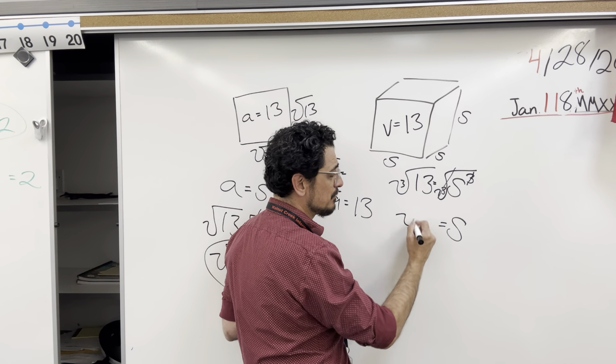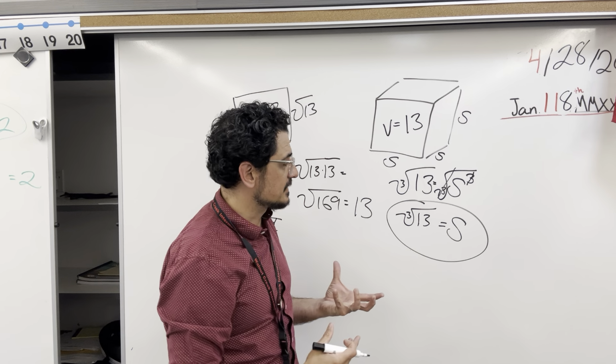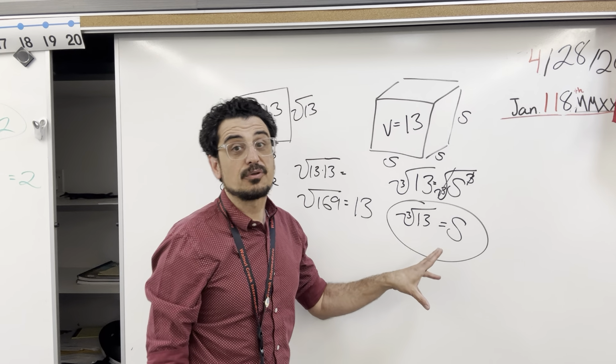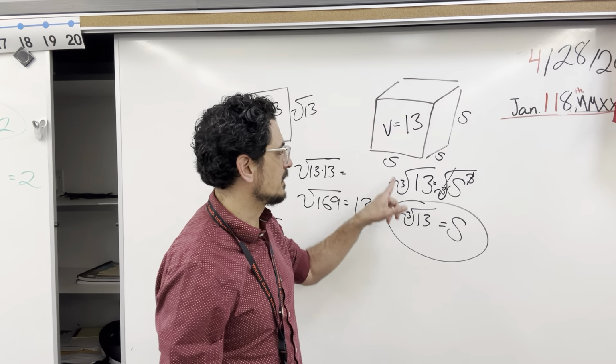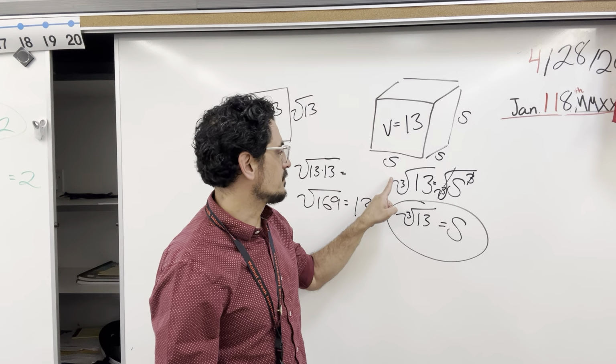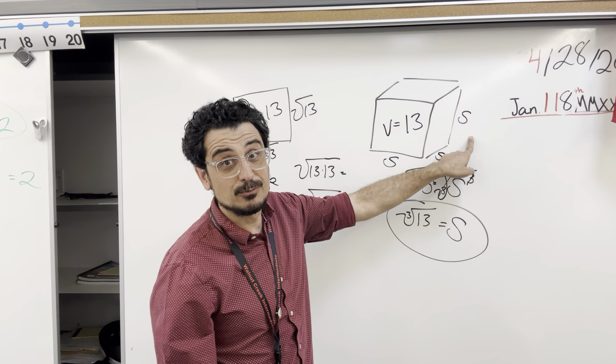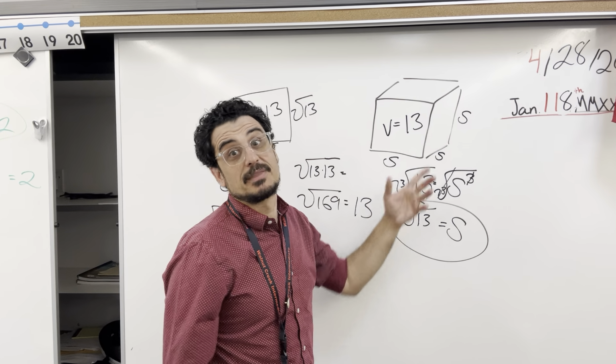And I can't simplify the cube root of 13, so my value of S is just going to be the cube root of 13. And I can prove that because the cube root of 13 times the cube root of 13 times the cube root of 13 would be equal to 13. That's what I would get.